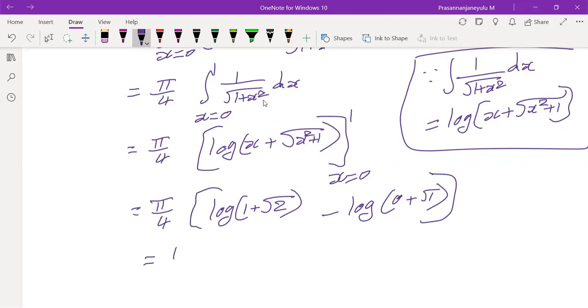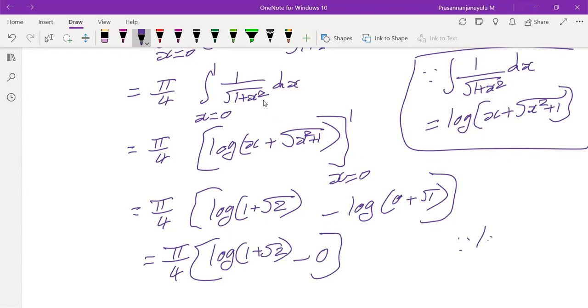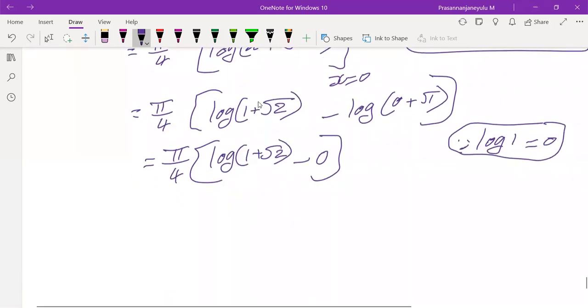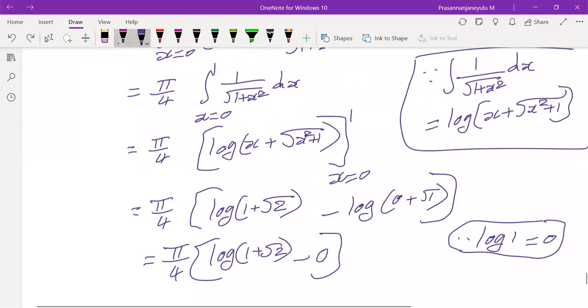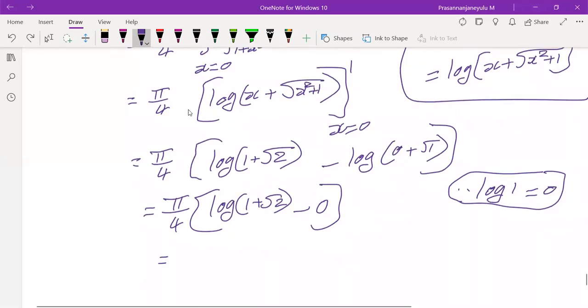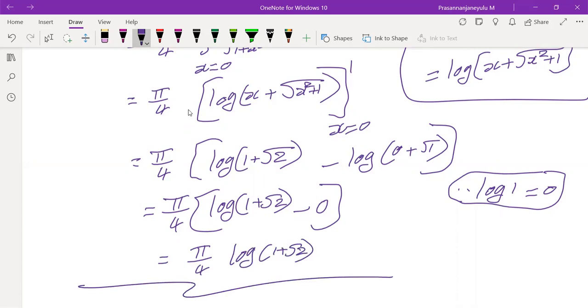So finally, what we get is pi by 4 into log of 1 plus root 2 minus log 1 value, which is 0. So I am writing here, since log 1 is equal to 0. Now, what is the final answer? Pi by 4 into log of 1 plus root 2 is the answer of our given question.